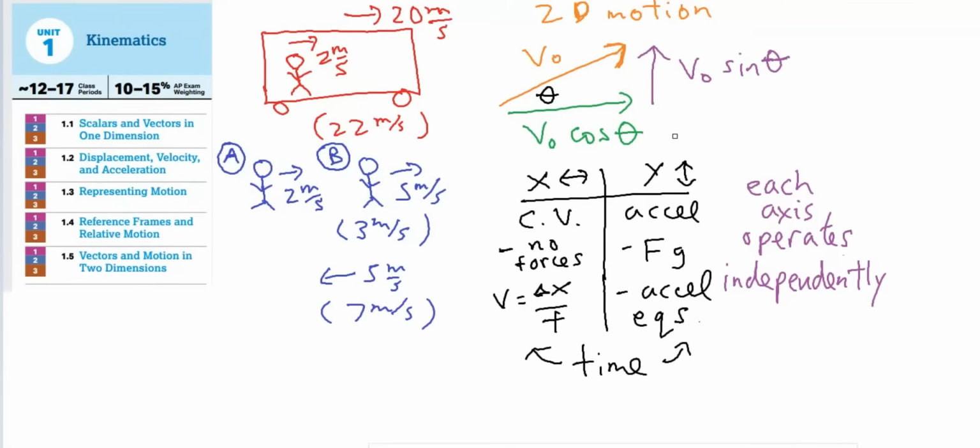So some things to know about each of the axes: there are no forces acting in the horizontal direction. So you treat that as a constant velocity problem for this portion, and you only use v equals delta x over t. On the y side, it's definitely accelerating because of the force of gravity. So you're going to use all of your acceleration formulas, and each axis operates independently, as in if one has a really, really quick x velocity, that does not affect how it moves up and down. And because time is not a vector, it could be used in either one of the columns.